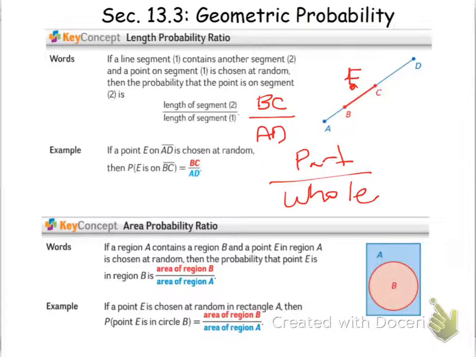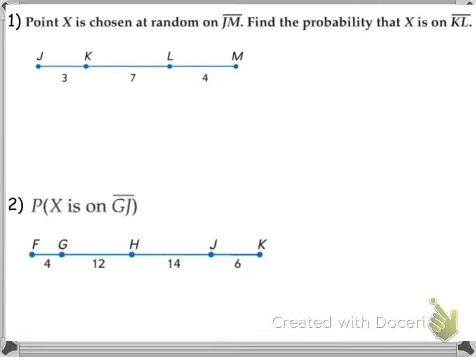And so with the next thing, when we're talking about area probability, this says if a region A, so this blue part, the blue rectangle, contains a region B, so the red circle, and point E in region A is chosen at random, then what's the probability that point E is in region B? Okay, so again, you want to take the part that you want, which would be, in this case, a point landing in B somewhere. So you take the part and you divide it by the whole. And so you'd get the area of the circle and you divide it by the area of the rectangle. Okay, so we're just going to do some of these examples.